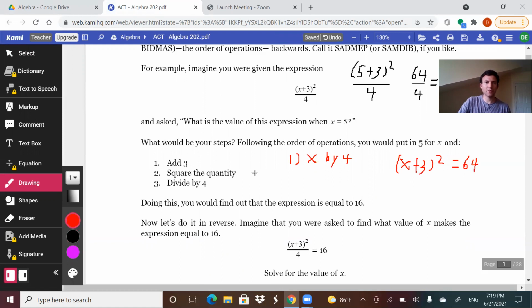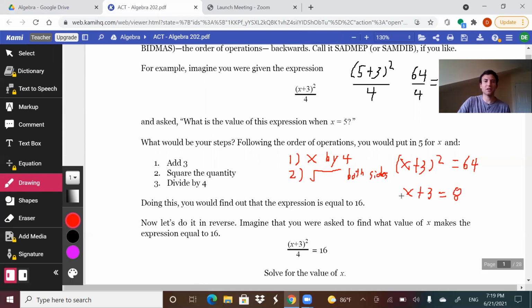Then the second thing we're going to do is, instead of squaring the quantity, right, we're going in reverse. We're trying to isolate x. We're going the reverse of BIDMAS. So instead of doing what's in the brackets, we're going to try to get to the brackets. So we'll take the square root of both sides. So I'll just do this for square root both sides. So that's going to get us x plus 3 equals 8.